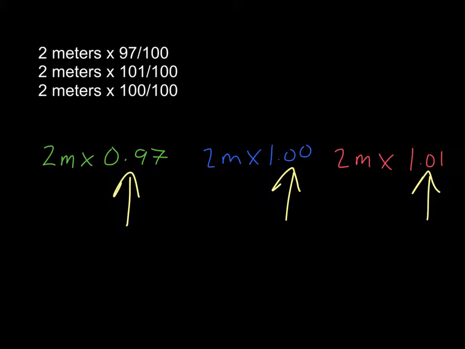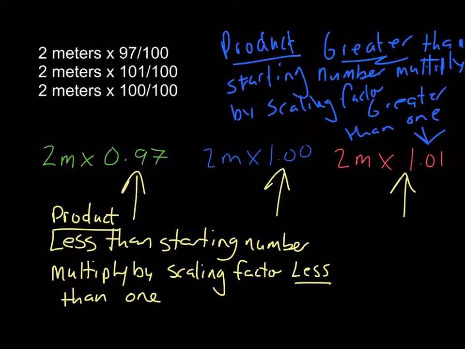The big idea that we want to get through with this is that if we're looking for a product that is less than the starting number, in this case 2 meters, we want to multiply it by a scaling factor less than 1, in this case 97 1/100ths. However, if you want a product that is greater than the starting number, multiply by a scaling factor that is greater than 1, in this case 1 and 1/100th. It doesn't matter that it's only 1/100th greater than 1. Okay, it's greater than 1, so you're going to end up with a number larger than 2 meters in this case.